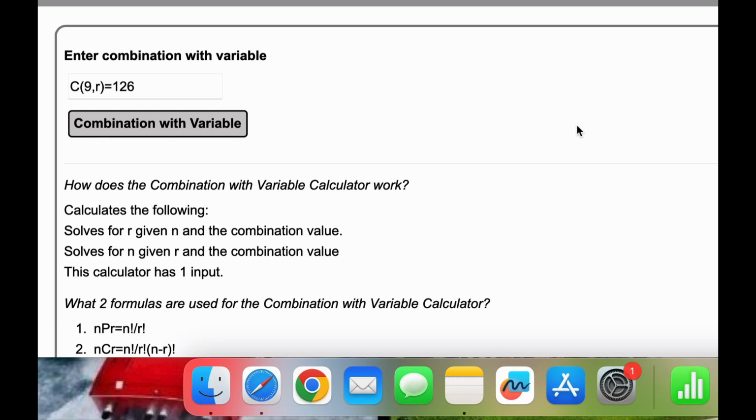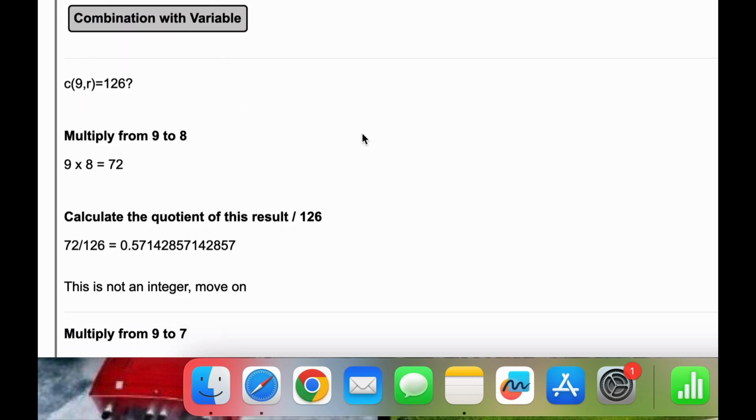In this video, we're going to talk about combinations with replacement. So we'll do two problems, one where we solve for r and one where we solve for n. In this problem, we're going to solve for r. We'll do C(9, r) equals 126. When we're ready, we'll hit the button.